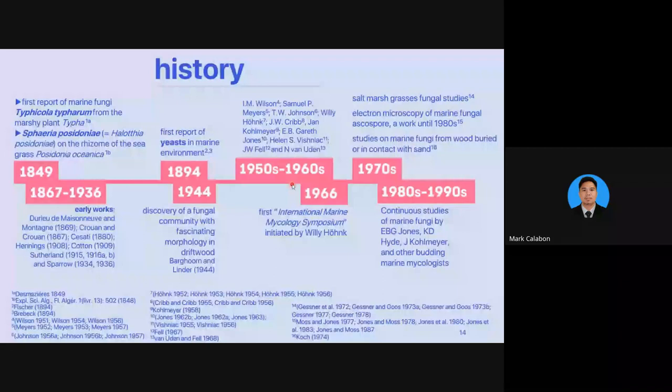So let's go to the history of marine fungi. Basically, it started in 1849, the first report of marine fungi from the marsh plant Typha, where they isolated and observed Ficula typharum and also Speria posidoniae in Posidonia oceanica. From 1849 to 1867, you have the early works of different marine mycologists, from Sutherland to Sparrow to Cowan and Doru. Then in 1894, you have the first report of yeast in marine environments. But what is amazing on this timeline was in 1944, when Barghoorn and Linder isolated and observed a fascinating environment from driftwood, and they observed different structures of fungi there.